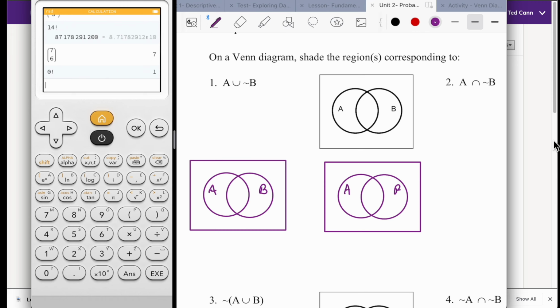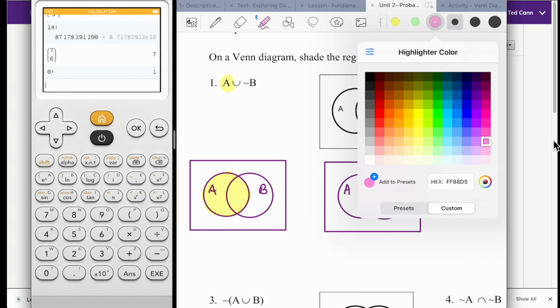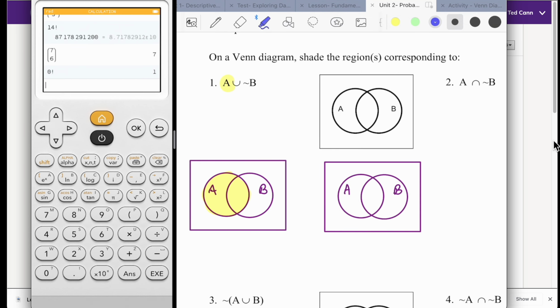Do it a couple times. This first piece, I just want set A. Or I'm sorry, the first graph, I just want set A. So I just highlight set A. We get a nice blue here. All right, and then I want set not B. All right, so everything except for B.